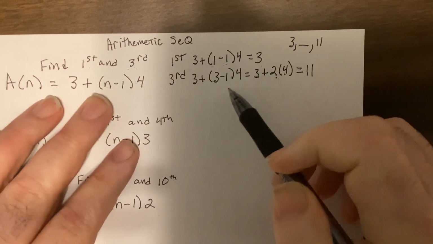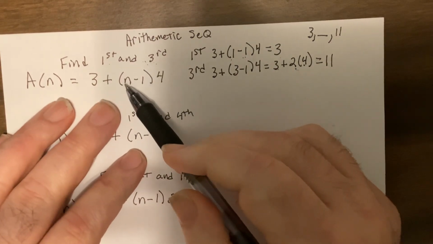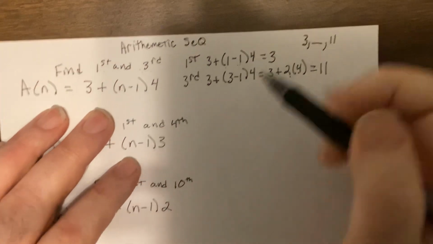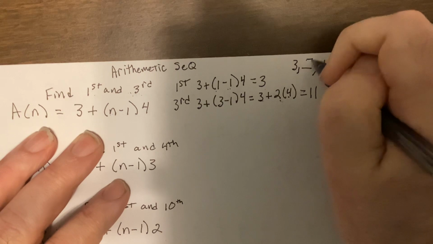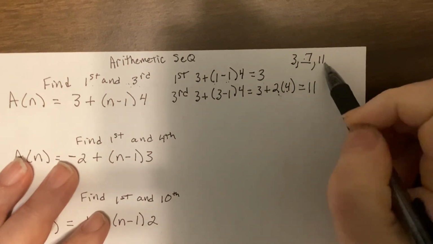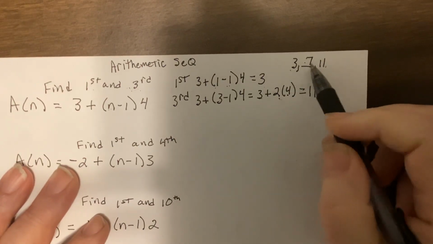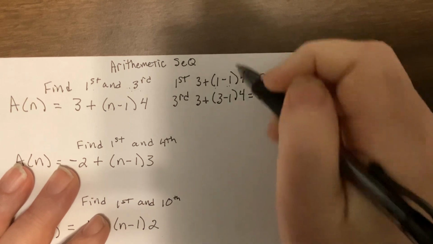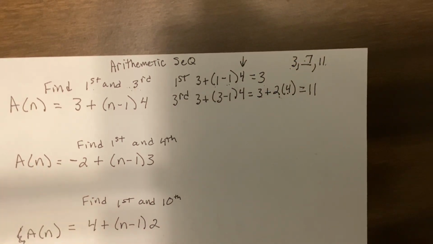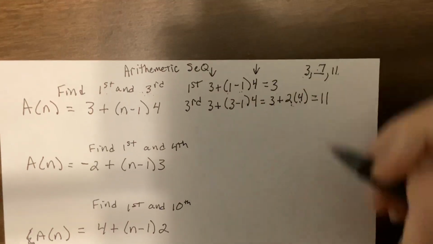Now I can find the second one. I don't need to. It just says find the first and third. But the second would be 2 minus 1 is 1, times 4 is 4, plus 3 is 7. So notice I'm adding 4 each time. 3 plus 4 is 7. 7 plus 4 is 11, and that's what this number is, what's being added each time. And this is your starting value.